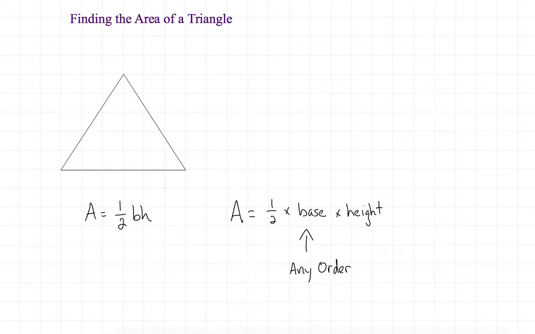All right, let's find the area of a triangle. Now to find the area of a triangle, I'm going to use this formula right down here. Area equals 1/2 base times height, which I have written down here in word form. So area equals 1/2 times the base times the height.